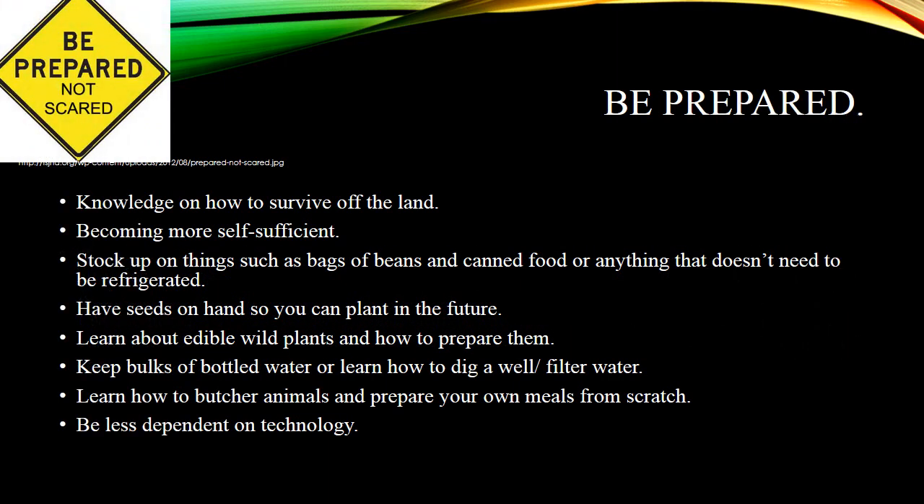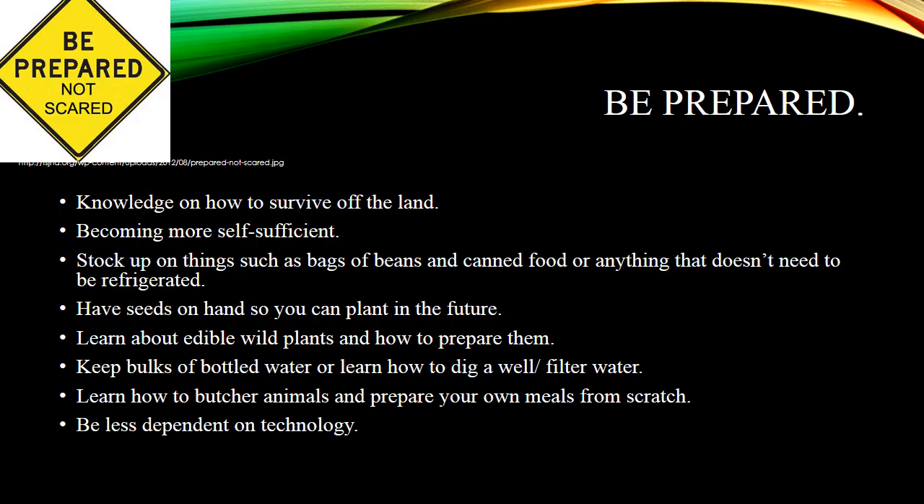How to be prepared for a solar storm. Knowledge on how to survive off the land is extremely important. Become more self-sufficient by not being as dependent on the things around you. Stock up on things such as beans and canned food or anything that doesn't need to be refrigerated. Have seeds on hand so you can plant them in the future, and learn about the plants that you are planting so you can understand the benefits.